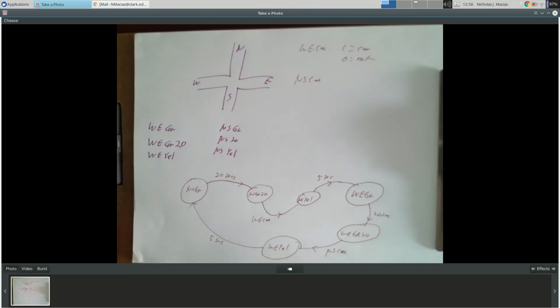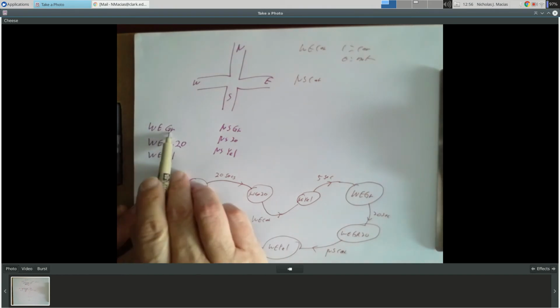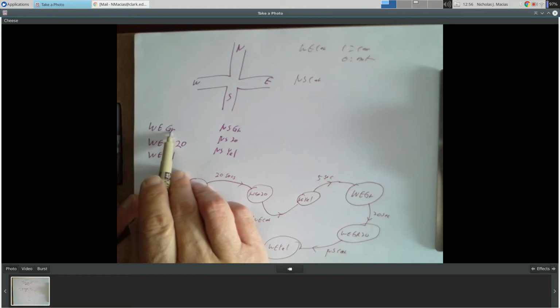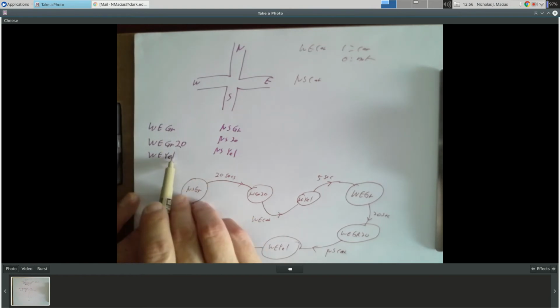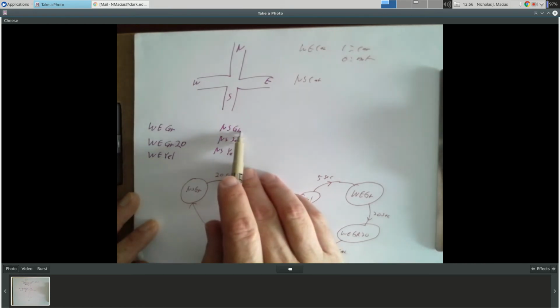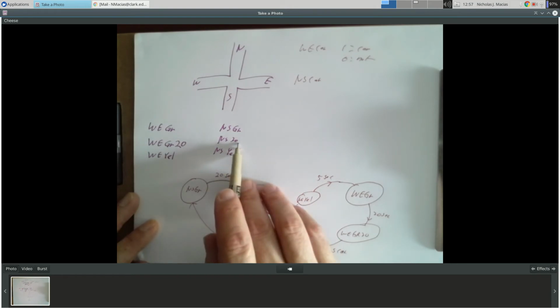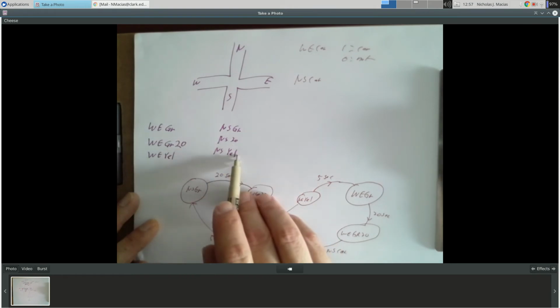And we can set the colors of the lights very easily. West-east green means the west and east are green, north-south is red. West-east green 20, exactly the same thing. West-east yellow means west-east is yellow, north-south is red. North-south green means north-south is green, west-east is red. Same thing here for north-south 20. And north-south yellow means north-south is yellow, west-east is red.